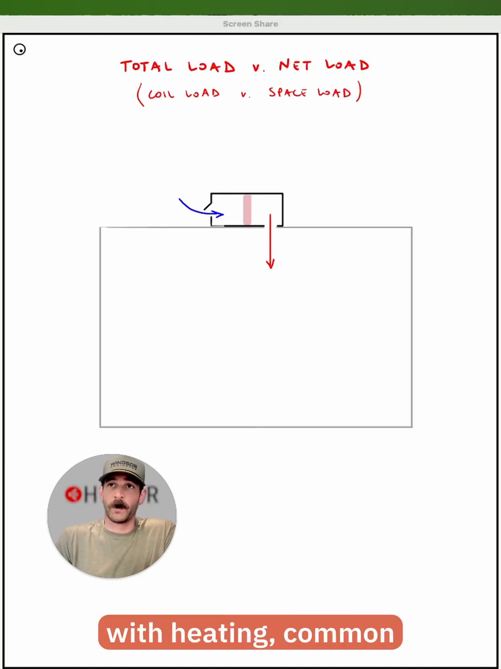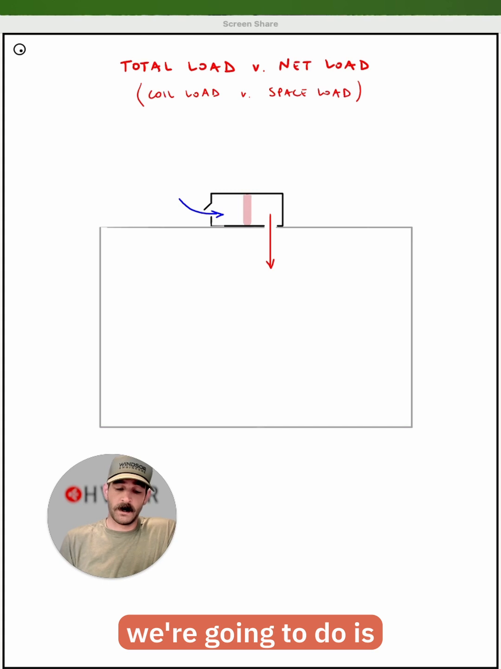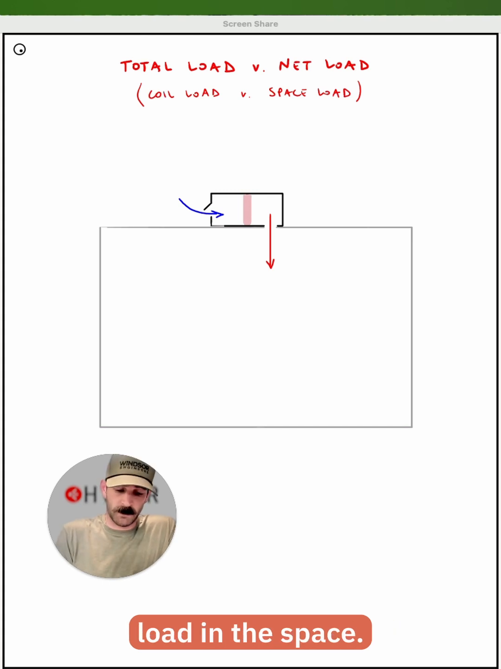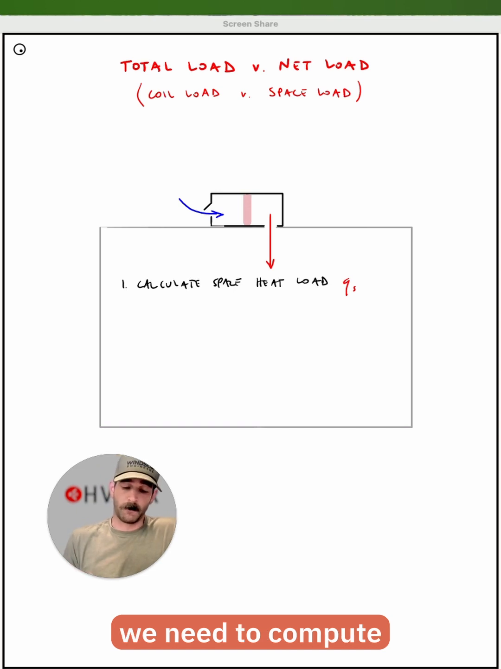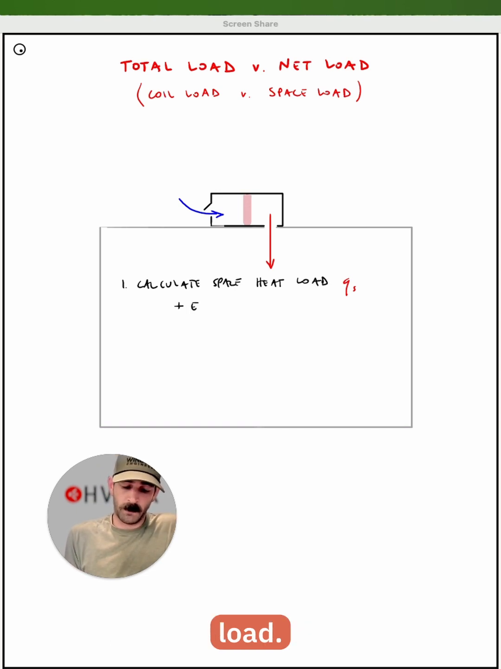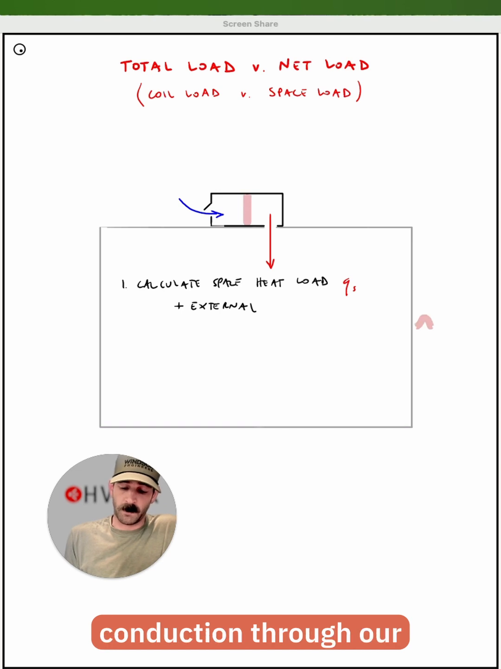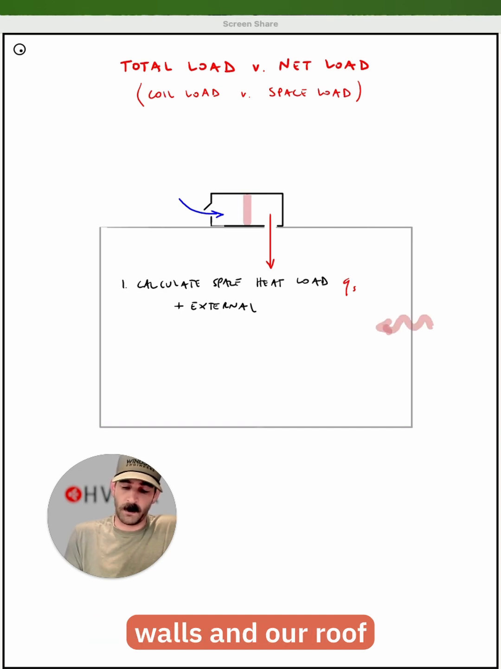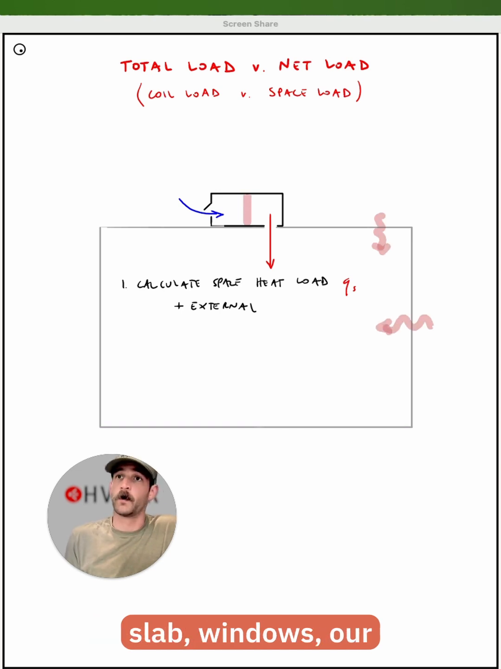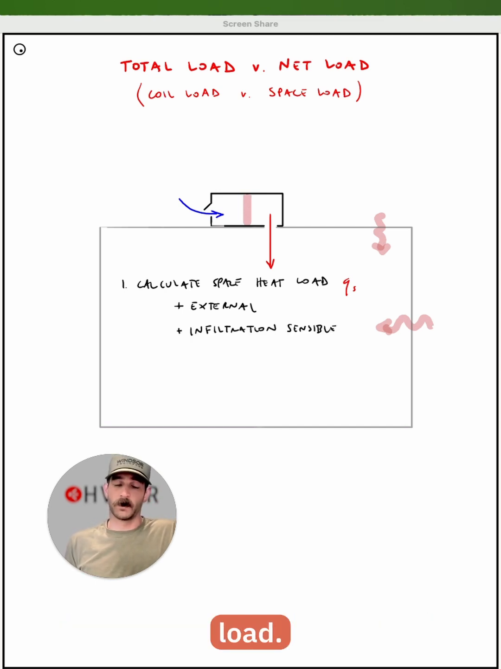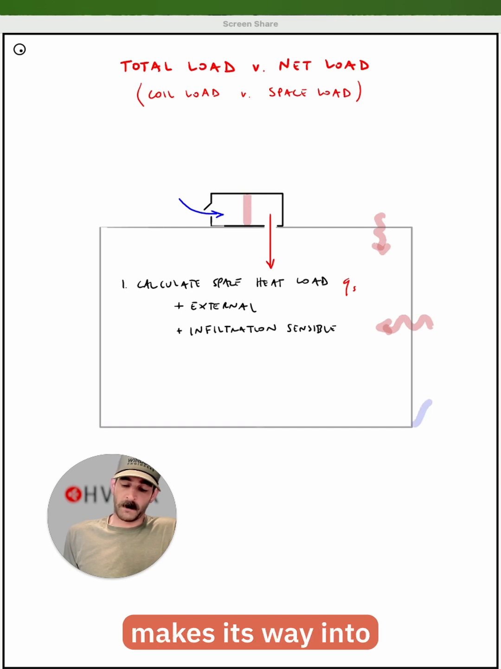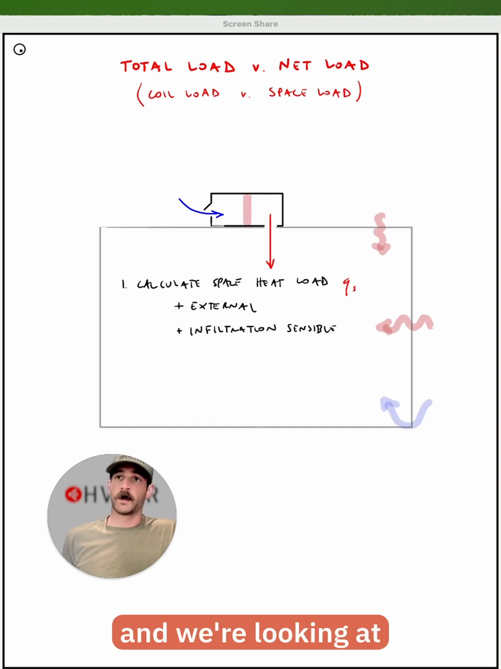It's a ventilator with heating, common in large industrial spaces or warehouses, and this is going to handle the heating load for my space. So the first thing we're going to do is calculate the heating load in the space. We'll call that QS. The load components we need to compute include our external load. So this is really going to be the conduction through our walls and our roof, slab, windows, our envelope load in the winter, and our infiltration sensible load. This would include outside air that makes its way into the space directly, and we're looking at the sensible portion of it only.